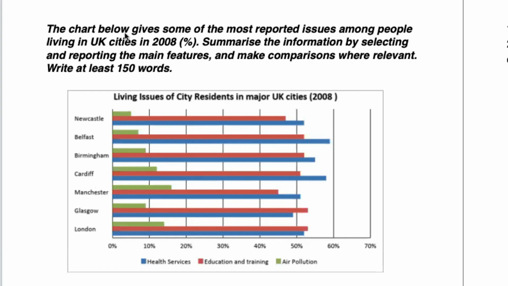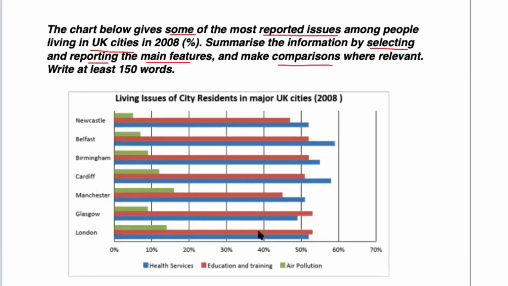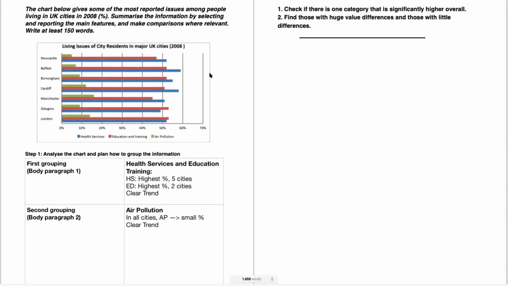It says, the chart below gives some of the most reported issues among people living in UK cities in 2008 in percentages. Summarize the information by selecting and reporting the main features and make comparisons where relevant. Write at least 150 words. Now, this is probably the trickiest example, but it's best if you actually sort of combine steps 1 and 2, because it really isn't that difficult.